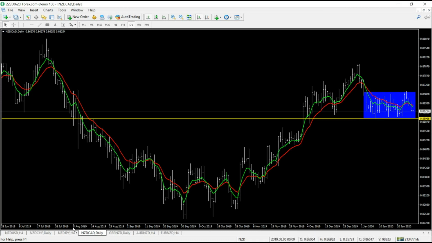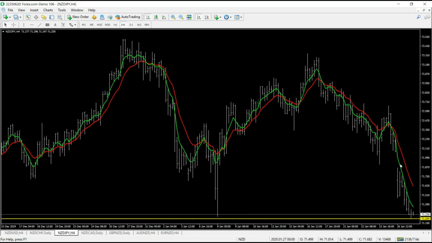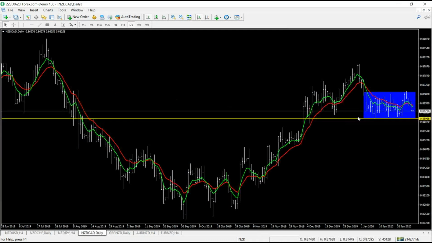So stick with strong versus weak because they move in smooth cycles. Like this last move on the New Zealand yen was because it was strong versus weak. You want those type of trades. You don't want these choppy, yucky trades. That's because it's not clearly showing you strong versus weak.